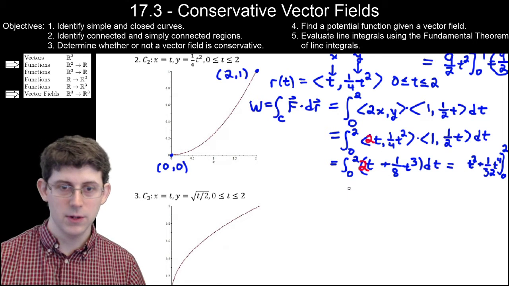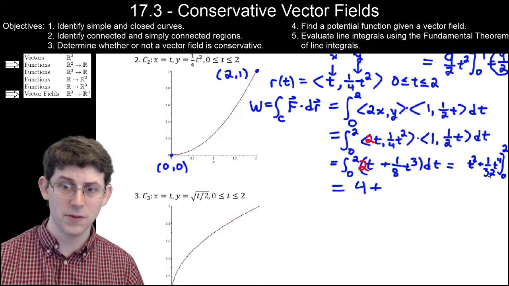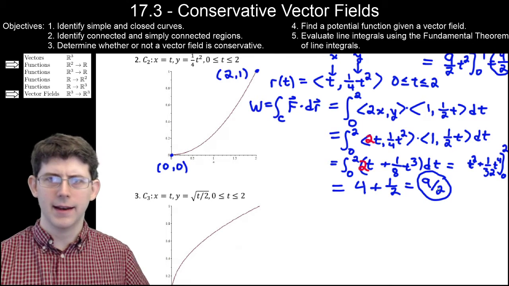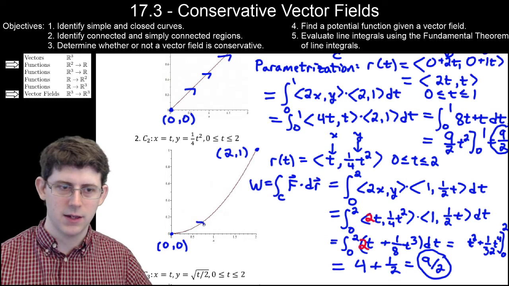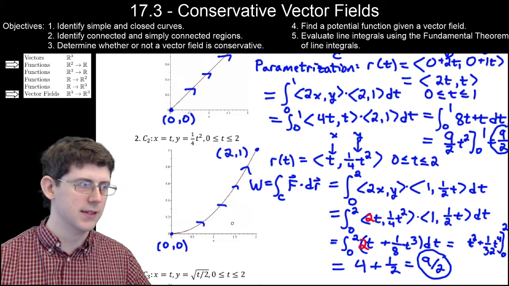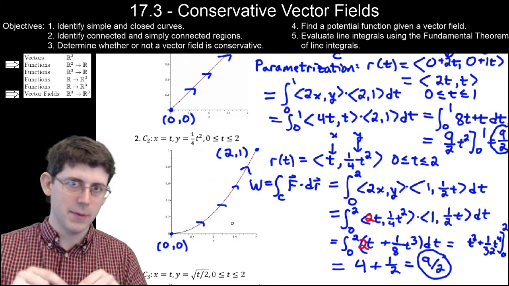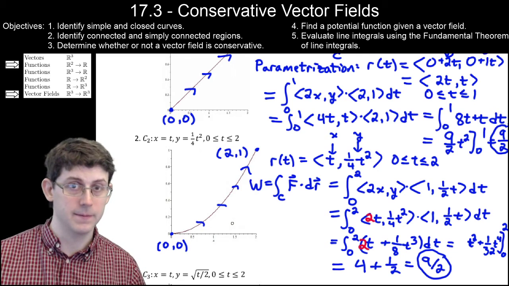Okay, then we plug in 2. I get 2 squared plus 16 over 32, and so I still get 9 halves. 9 halves was the same answer to the first question. So what happened so far is we have a vector field. It happens to be conservative. We took 2 different paths to the same endpoint, and the work done was the same.